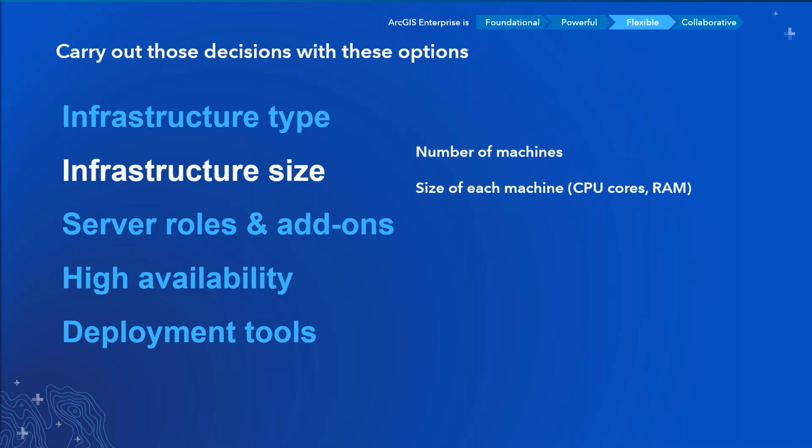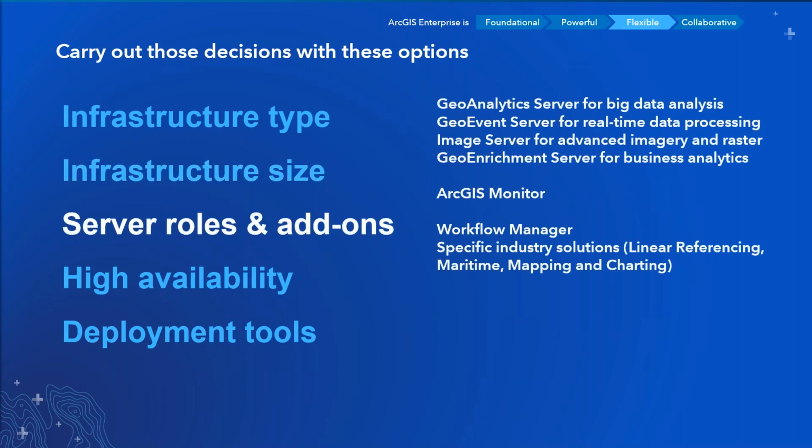The infrastructure size is also a big determining factor. So the number of machines, how big is each machine? What's the CPU cores and RAM? Different server roles have different capabilities and needs. GeoAnalytics Server, for example, needs more capabilities. GeoEvent needs more capabilities, right? There are server roles and add-ons that require separate machines to be added. Workflow Manager, for example, or specific industry solutions like linear referencing, etc.